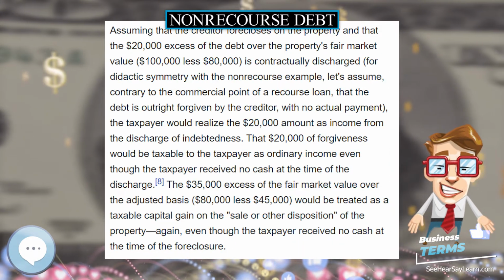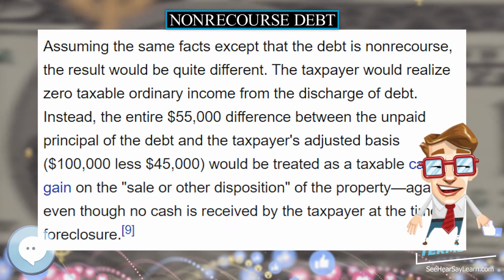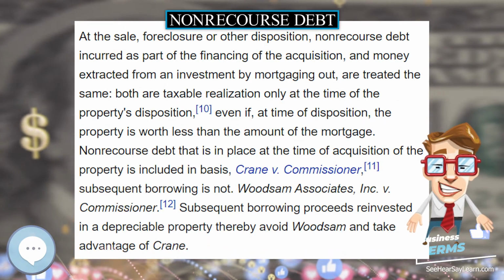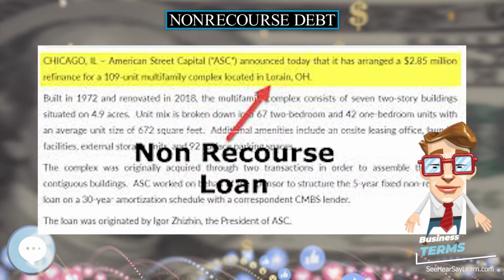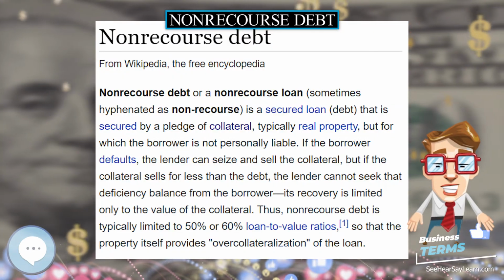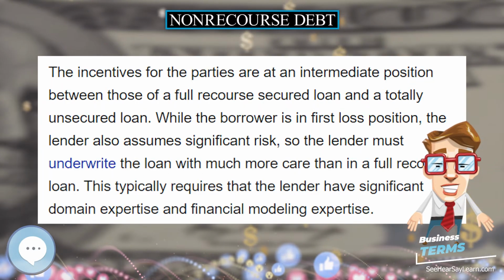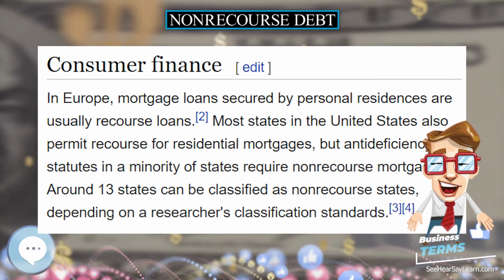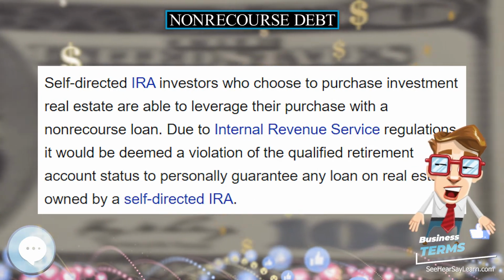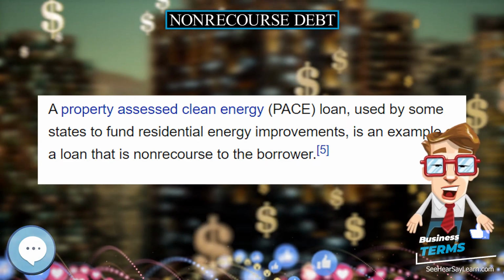For didactic symmetry with the non-recourse example, let's assume, contrary to the commercial point of a recourse loan, that the debt is outright forgiven by the creditor, with no actual payment. The taxpayer would realize the $20,000 amount as income from the discharge of indebtedness. That $20,000 of forgiveness would be taxable to the taxpayer as ordinary income even though the taxpayer received no cash at the time of the discharge. The $35,000 excess of the fair market value over the adjusted basis, $80,000 less $45,000, would be treated as a taxable capital gain on the sale or other disposition of the property, again, even though the taxpayer received no cash at the time of the foreclosure.